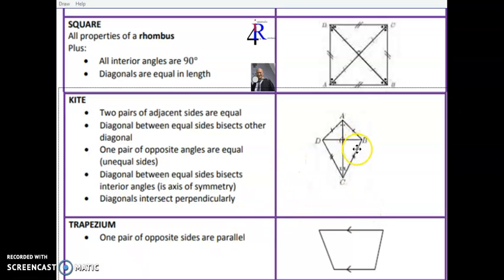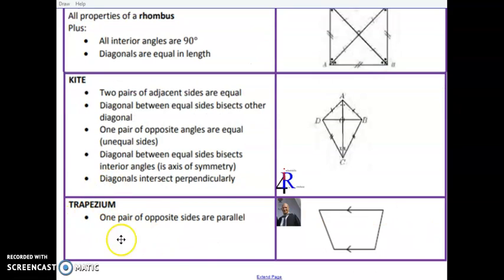We also notice that one pair of opposite angles are equal. Diagonals between the equal sides bisect the interior angle. So this diagonal bisects that angle as well as that angle. The diagonals we mentioned bisect each other at 90 degrees.